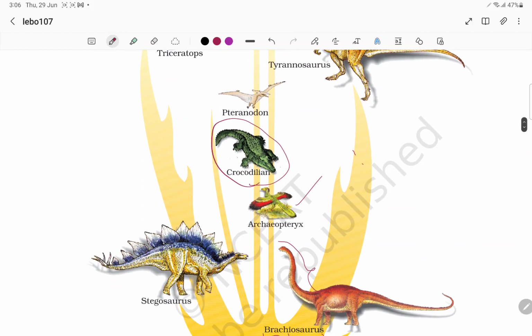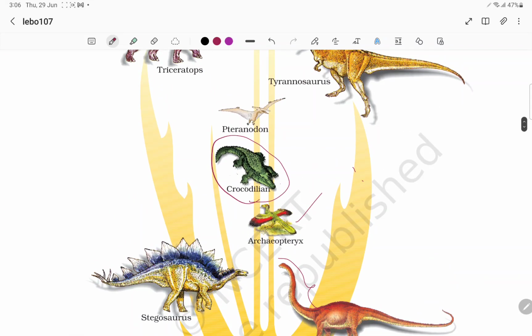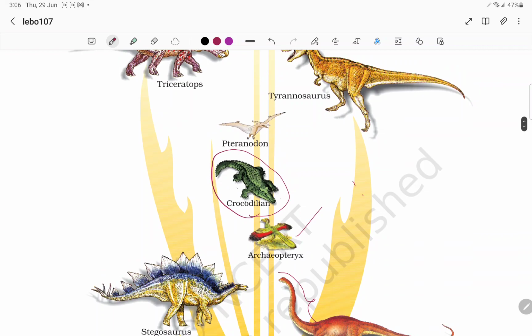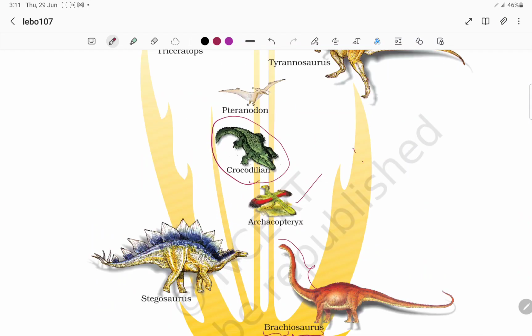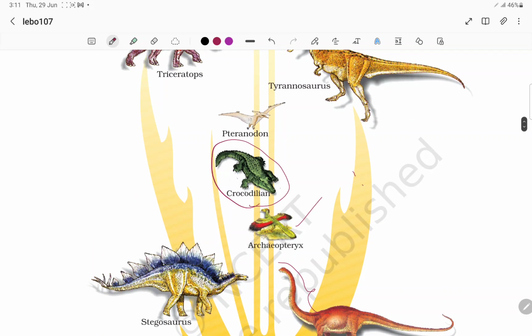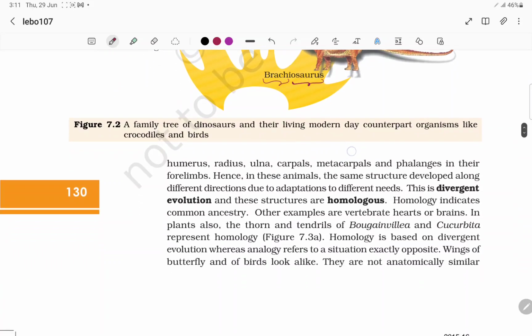Pteranodon. So we have to remember Brachiosaurus and Stegosaurus, Triceratops and Tyrannosaurus. Here Archaeopteryx is the connecting link between dinosaurs and birds. So remember, usually the questions given are: Tyrannosaurus evolved from Brachiosaurus, Triceratops evolved from Stegosaurus, Archaeopteryx evolved to crocodilian, and crocodilian evolved to Pteranodon. So these are the questions you can expect from this family tree of dinosaurs.